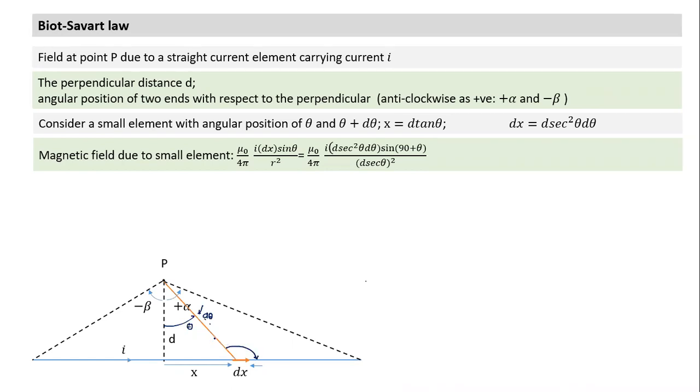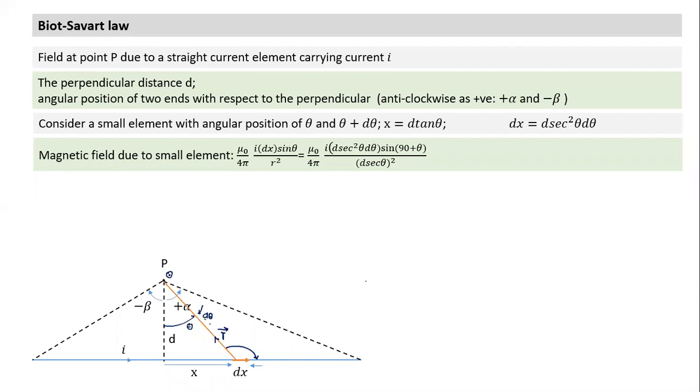This is the position vector; the position vector of point P points in this direction. So the angle between them gives sine of 90 plus theta, divided by the distance r. The distance r can also be written in terms of d and theta. This r will be equal to d sec theta. So that's the expression. It's clear, it's simple substitution. This is the expression of the magnetic field due to a small element. And the direction of the field is like this.